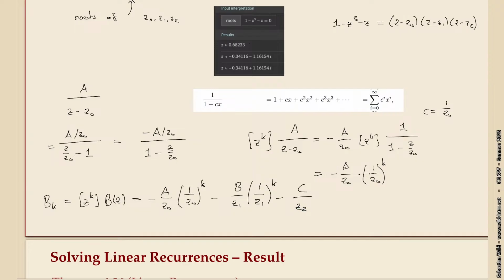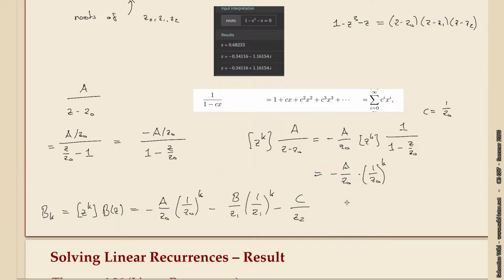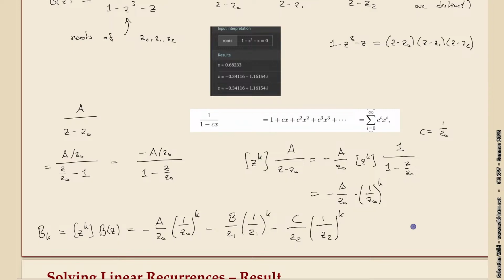Running out of space. And out of time. 1 over c2. Okay. Now, what does that help us? First of all, it's a closed form representation. It has some annoying constants that you really only want to deal with computer algebra. But they're in principle computable.